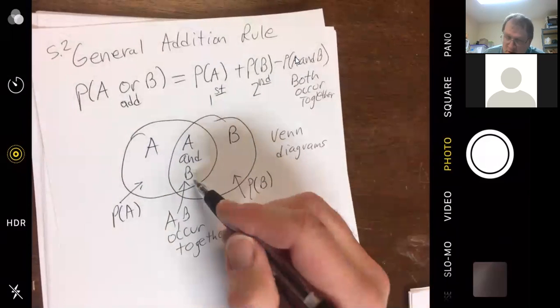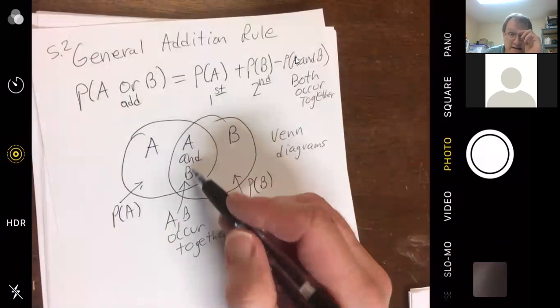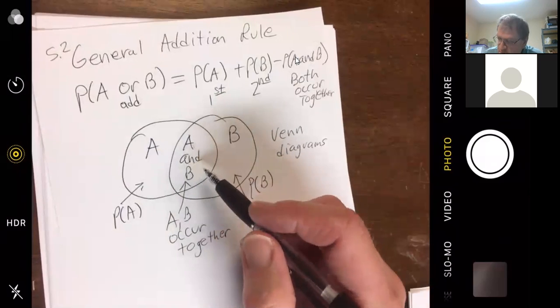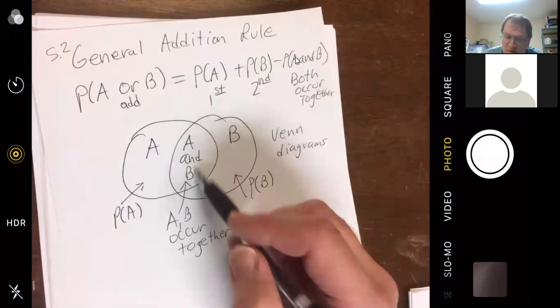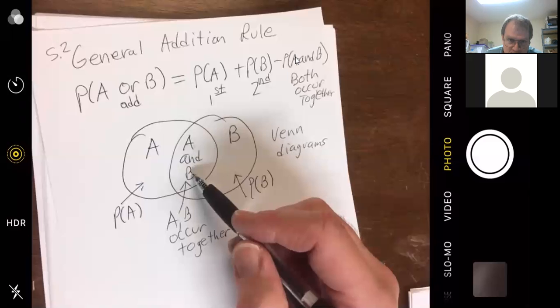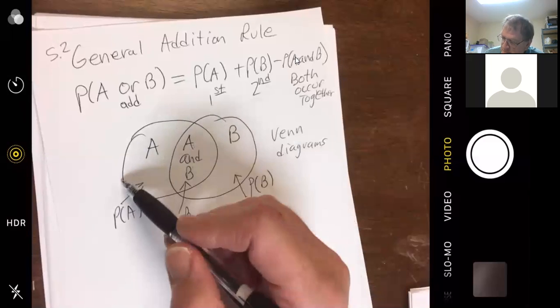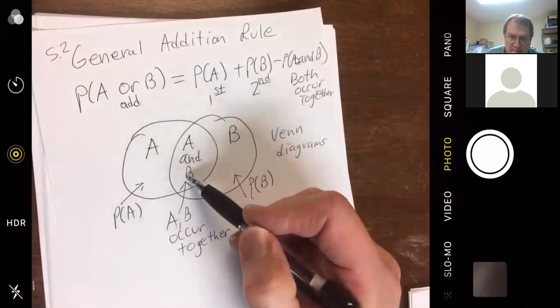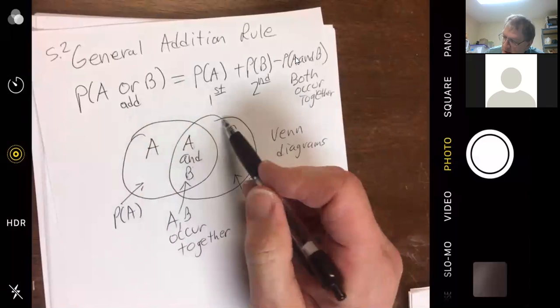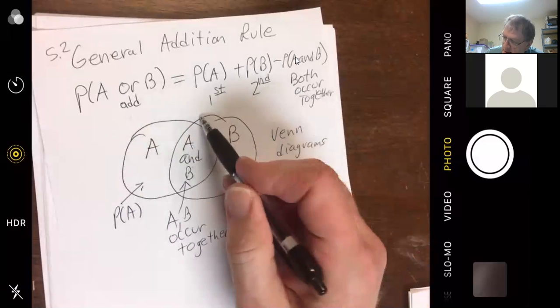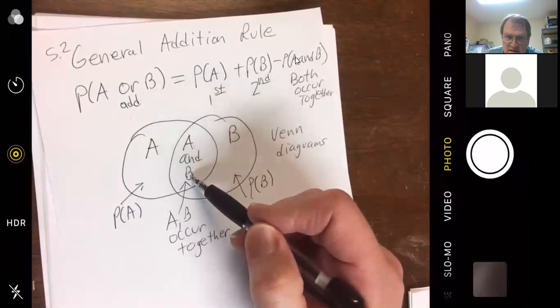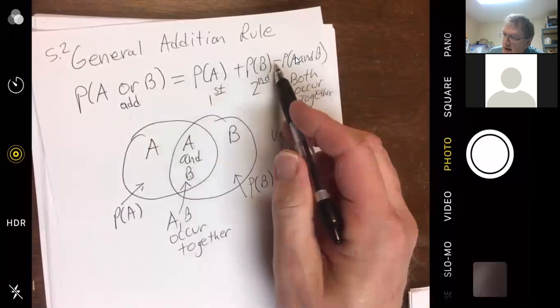Now, there will be two formulas for this, but they occur in 5.3 and 5.4. They're going to give you situations in 5.2 where you're supposed to be able to puzzle this out without a formula. So you see what happens if you take all of A, you get this overlapping area. And then if you take all of B, you get the same overlapping area. So it's been counted twice. It's overcounted, in other words. And that's why you subtract one of them out.